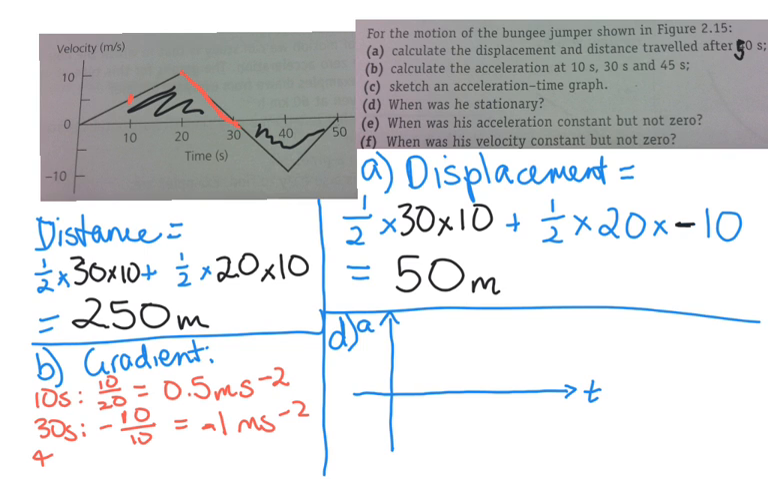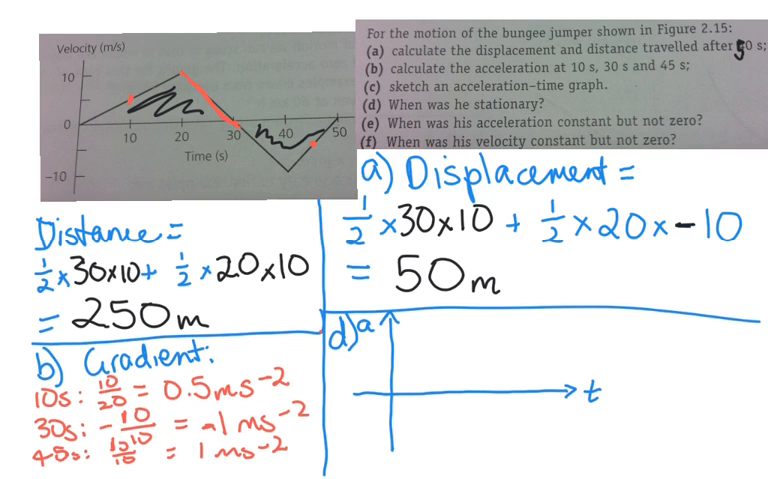And for 45 seconds, that's around here, so we can just use that segment of the graph. So the rise is 10 and the run is 10, so we just get 1 metre per second squared. And that's part B. Part C: sketch an acceleration time graph. Now we know the acceleration of each of the 3 segments of the graph, so we can just plot that.